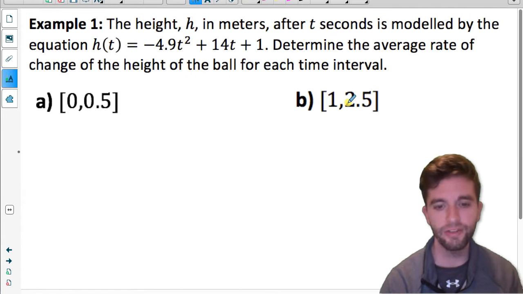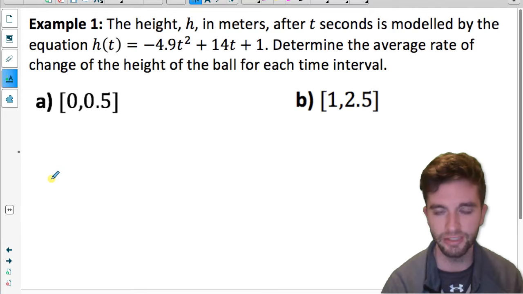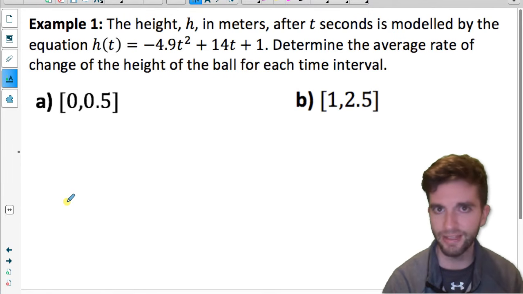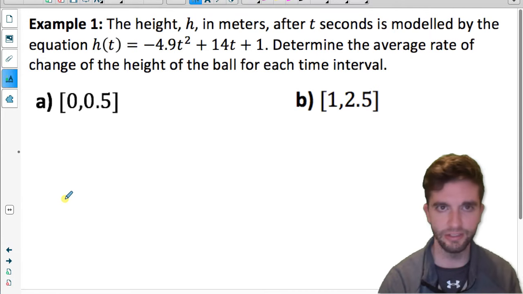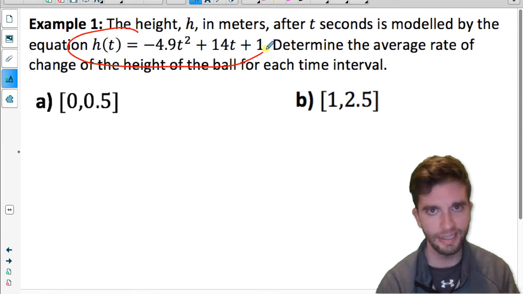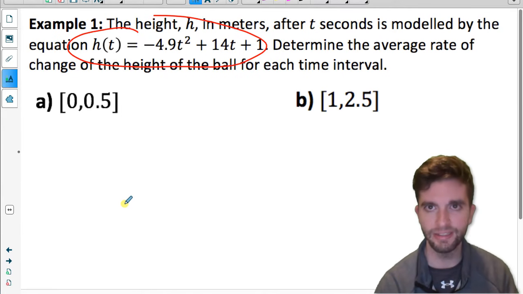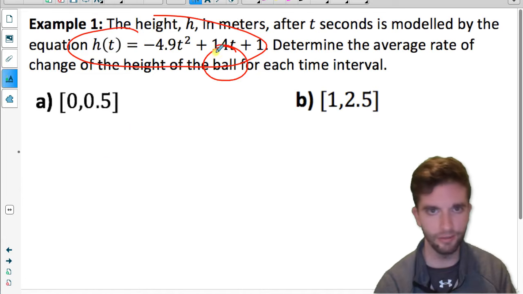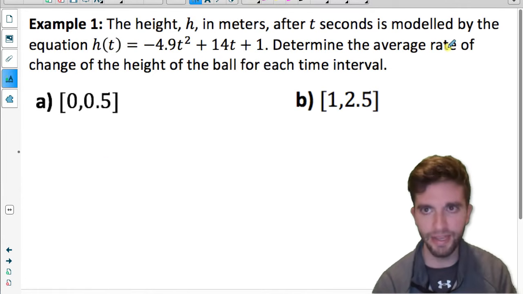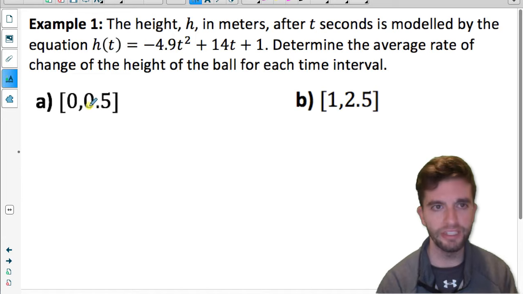But before we calculate some instantaneous rates of change, let me make sure you remember how to calculate average rates of change. It turns out that average rates of change are going to be key to us being able to calculate instantaneous rates of change. So in this example, it gives us a function, h at t equals this quadratic function, where the height is in meters and t is in seconds, and it's about the height of a ball, and it says determine the average rate of change of the height of the ball for each time interval.